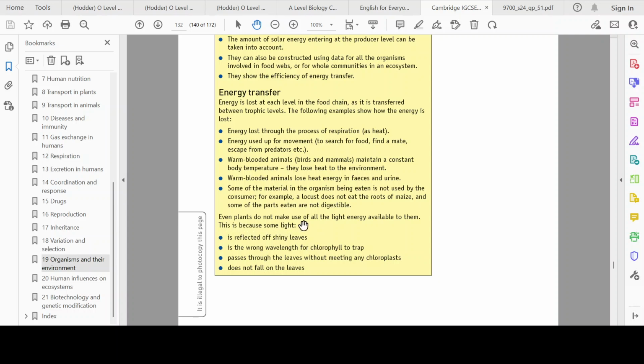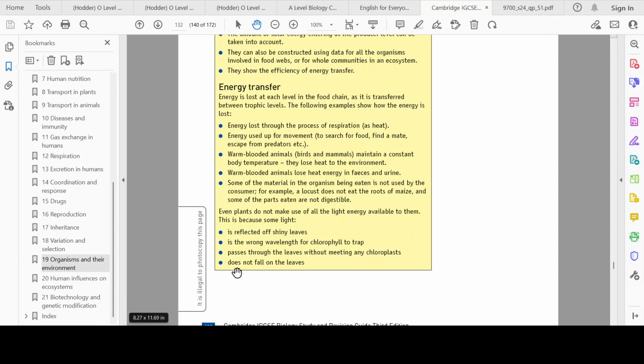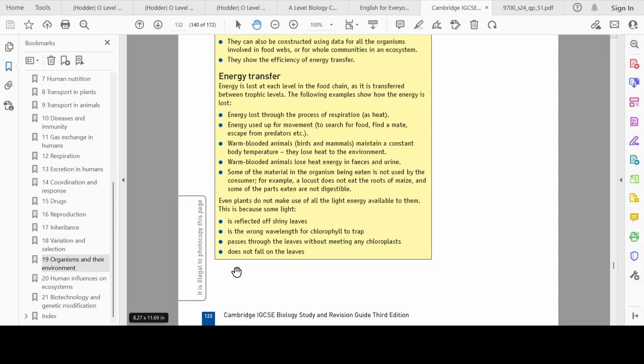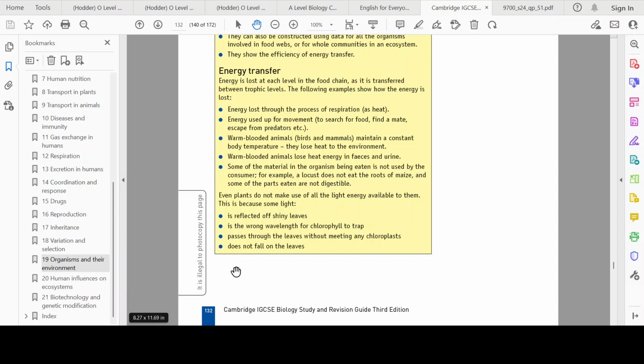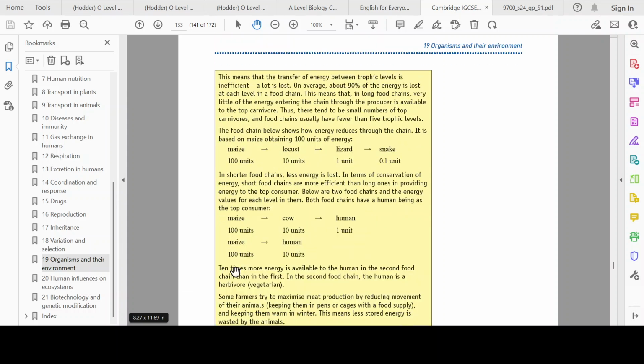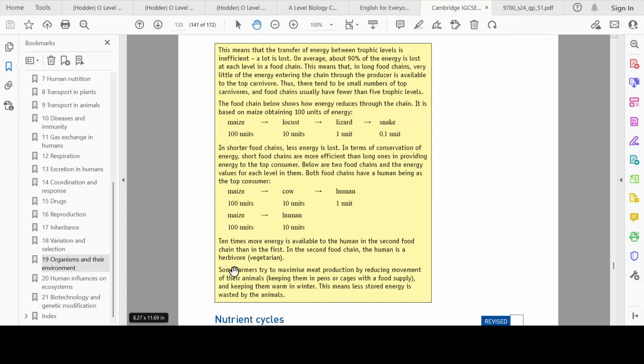So even plants do not make use of all the light energy available to them, and this is because some of it is reflected off the leaves, some of it, the wavelength is not used by the chlorophyll, some of it passes through the leaves without being utilized by the chlorophyll, and some of the light does not fall on the leaf at all, right? So even 100% of the sun's energy is not being utilized by the producers. So they're saying that on average, 90% of energy is lost at each trophic level.